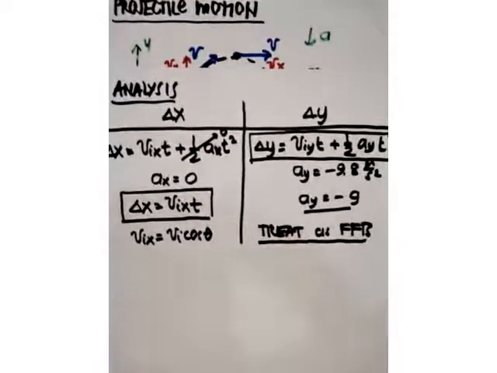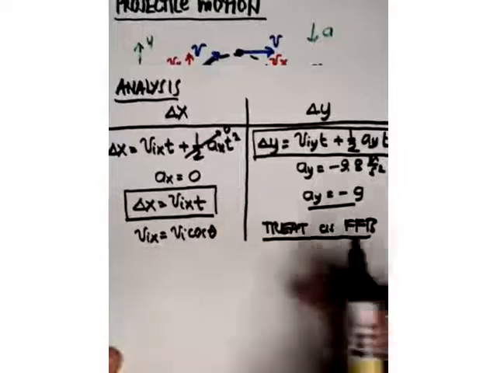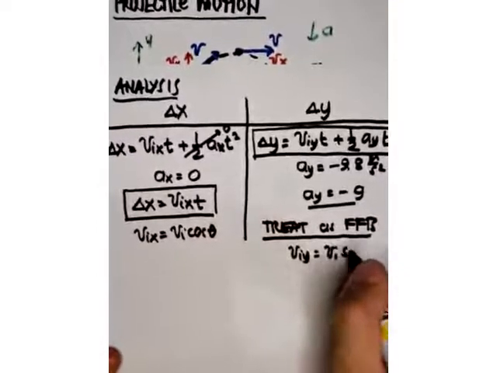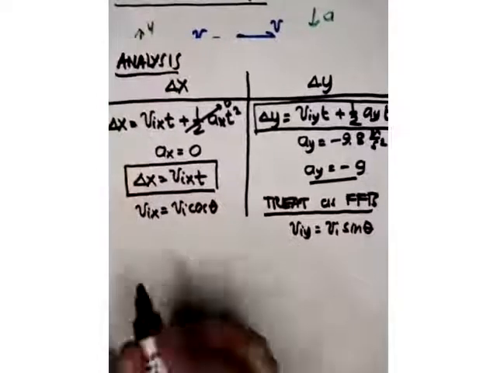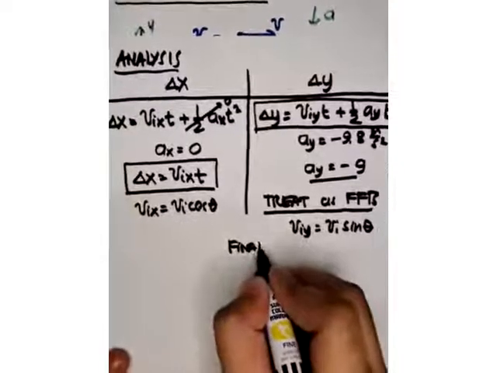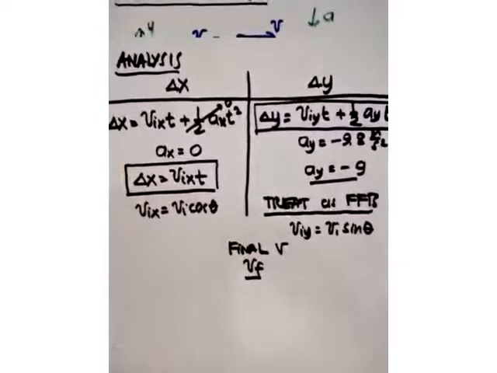Okay. So we're done with delta x and delta y. Now let's go to V initial. Meron tayong V initial. Ang V initial natin sa y is equal to VI sine theta. Don't forget that. Okay. Now let's go to the final velocity.